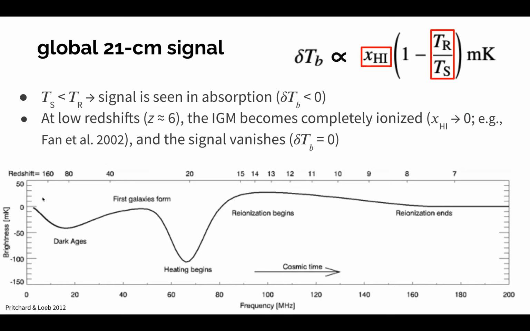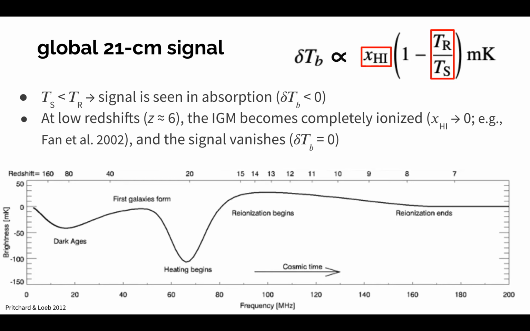And the x-axis is a function of frequency or redshift. On the left side is the earliest times in the universe at the highest redshifts, and that's the dark ages. Then we go to lower redshifts where the cosmic dawn and then reionization occurs, which I touched on earlier. So that's the picture that you should have in mind when looking at the global signal here in the bottom.